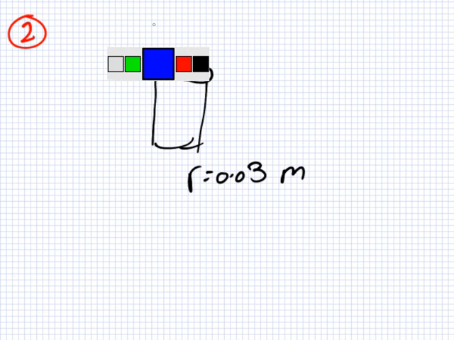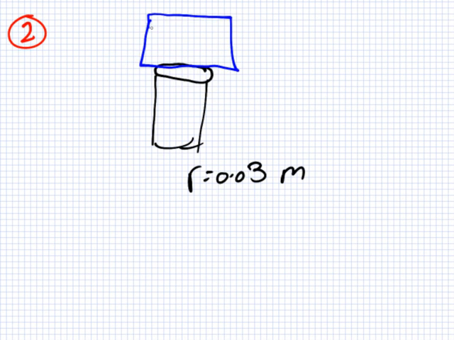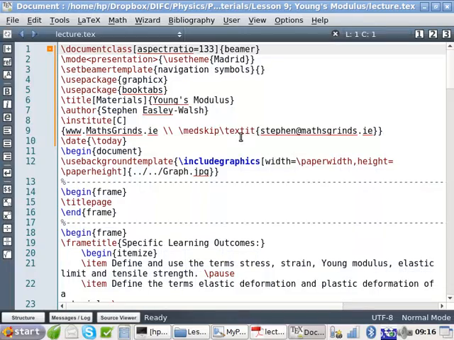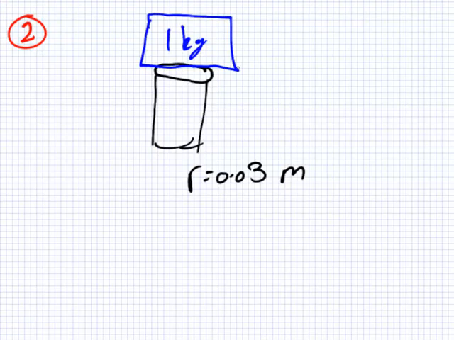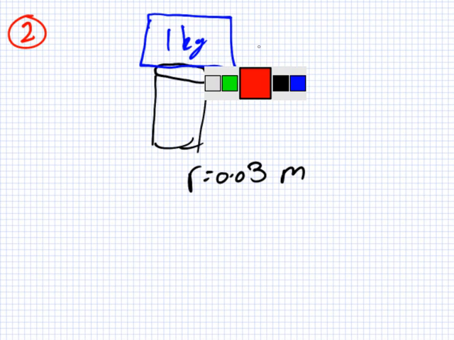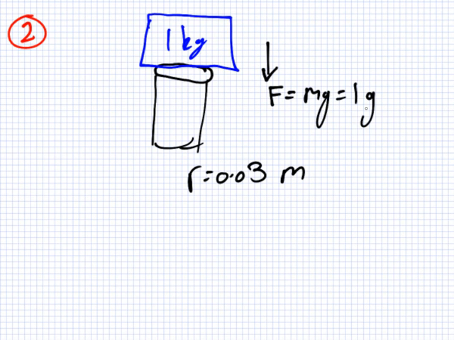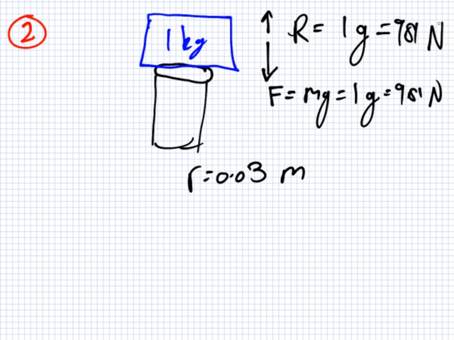And there's a 1 kilogram mass, I think I said 1 kilogram, placed on the top. So that means there's a force downwards of mg, which equals 1g, and also there's a reaction upwards as well, if you want to think about it like that, of 1g. 9.81 newtons.